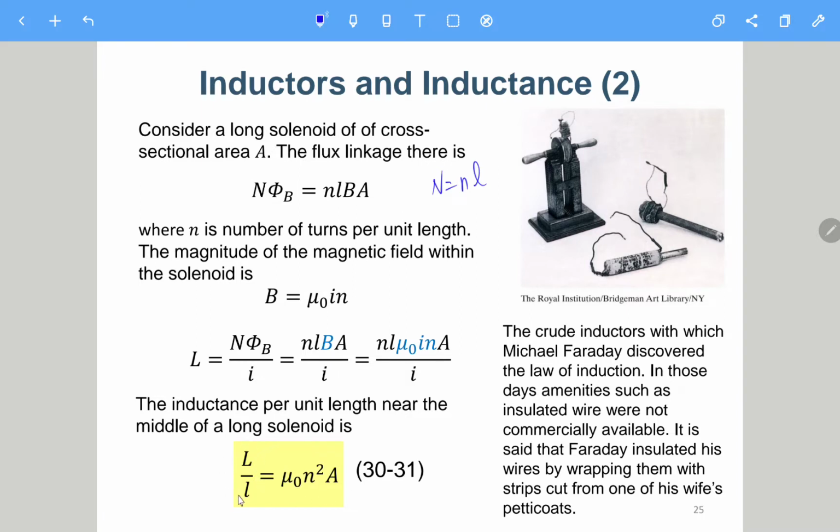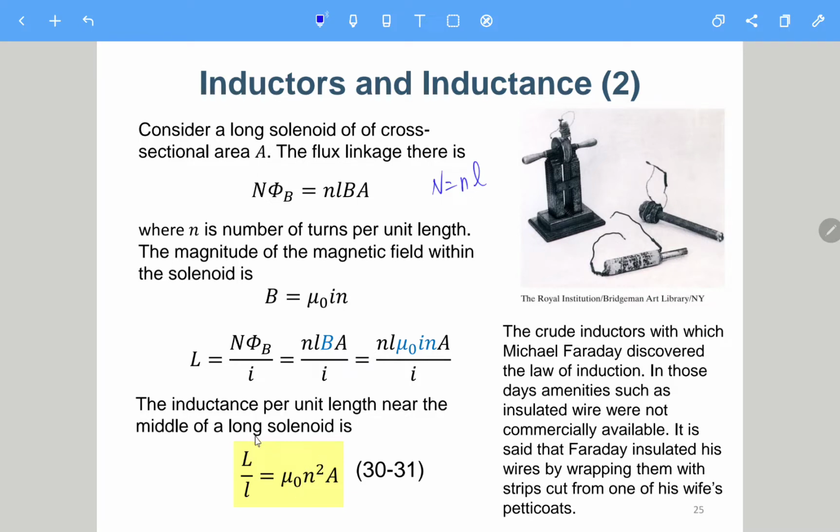So this is the inductance per unit length equals this value. The first one is a constant, the permeability constant. So nothing special, it's just a constant. And the small n is the number of turns per unit length.